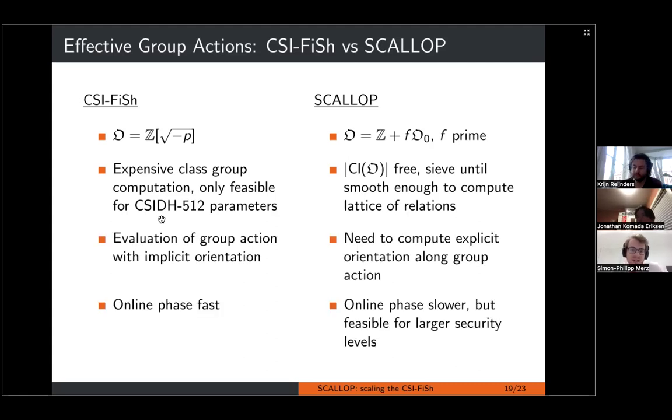But then the evaluation of the group action with the implicit orientation in CSIDH is really fast, whereas we need to explicitly compute it and port it along our group action, which makes the online phase, unfortunately, while feasible, much slower. However, it's also still feasible even for larger security levels.